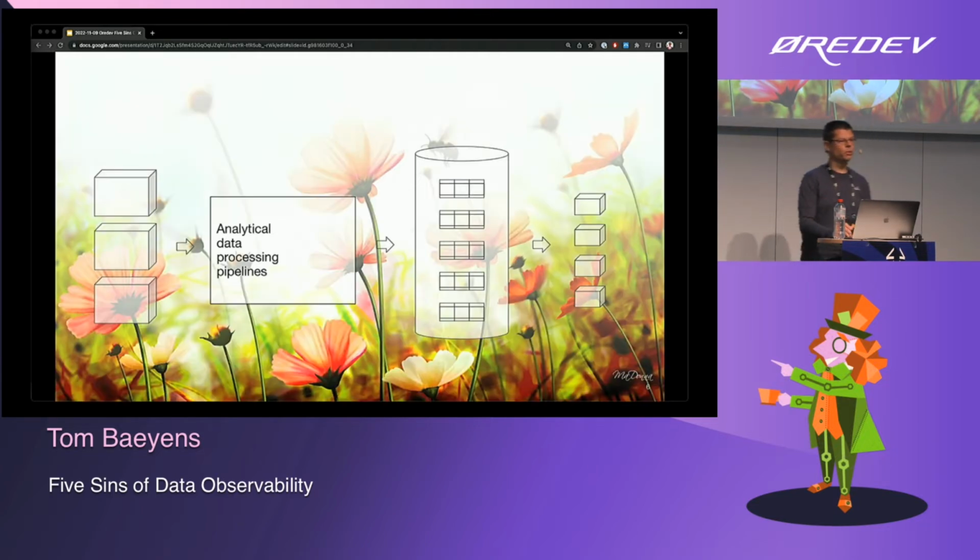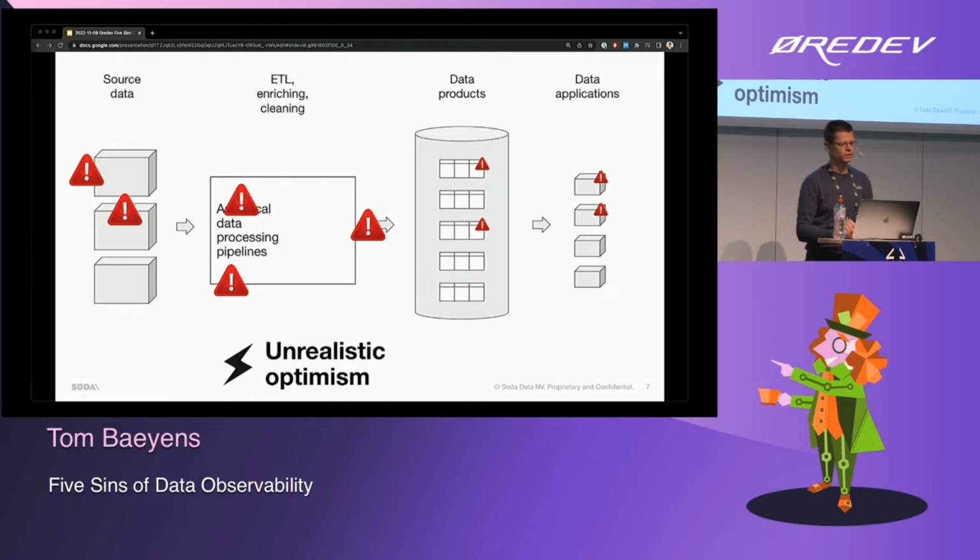Okay, now you could consider this is all great. Like we have our constant flow of data, products are running, all good. We can go to the bar and sip some fancy cocktails, but we're not there quite yet. Because that's your first sin right there, which is unrealistic optimism.